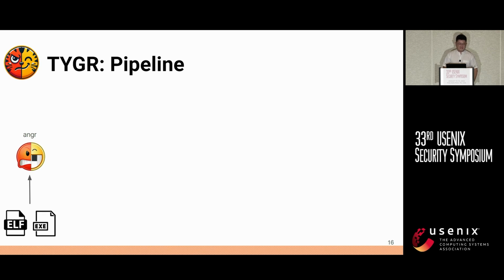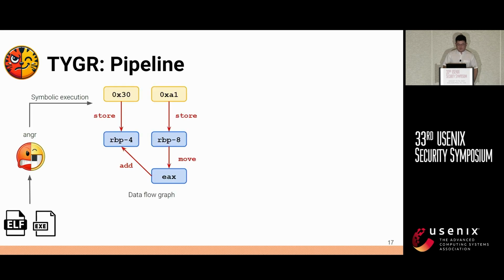Here's the pipeline for TYGR. First, our input is stripped binaries. We fed those stripped binaries into angr, and we perform symbolic execution here to get the data flow analysis. From here, you can see that information, like data access information, is encoded in the graph. The yellow node means the concrete value here, and the edges mean the access path, the operations performed on a given location, like has store, add, and move. The red one is the address, like memory address and the register address.